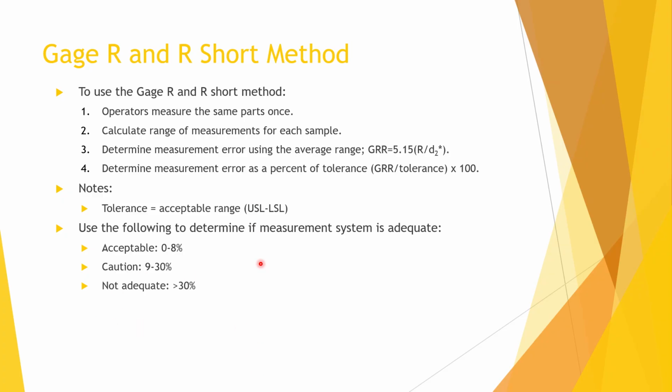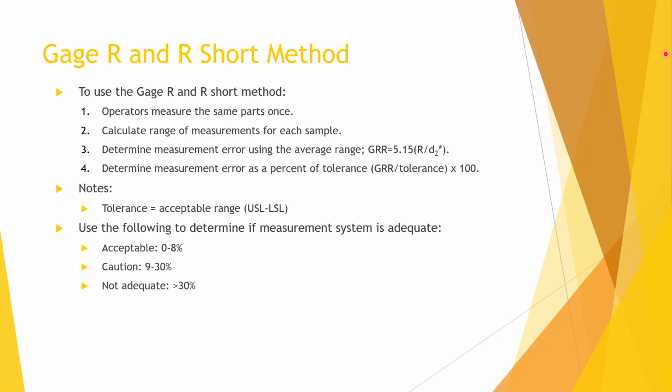This is for all Gauge R&R studies. So if your final Gauge R&R number, after you inserted all of your data points, right? If your Gauge R&R final number is between 0 and 8%, that's acceptable. That means your process is high in both repeatability and reproducibility. If your Gauge R&R final number is between 9 and 30%, that means you have caution. And if your Gauge R&R final number is greater than 30%, it is not adequate.